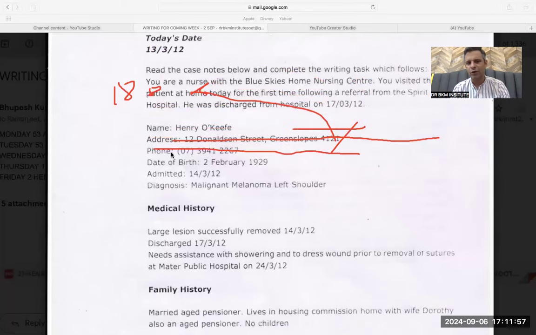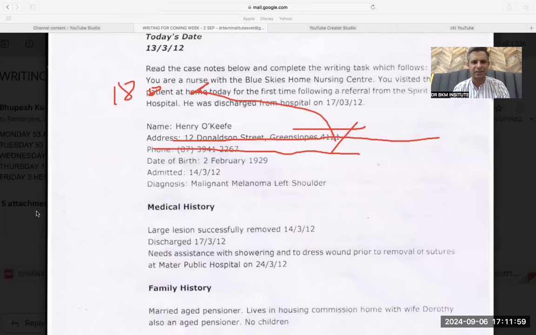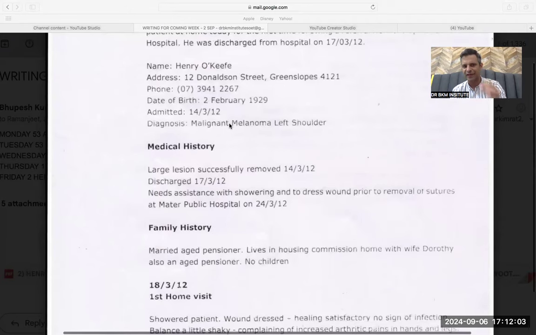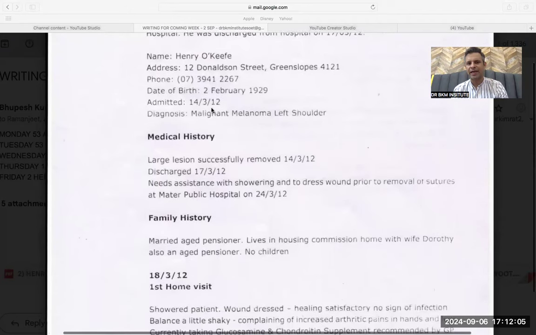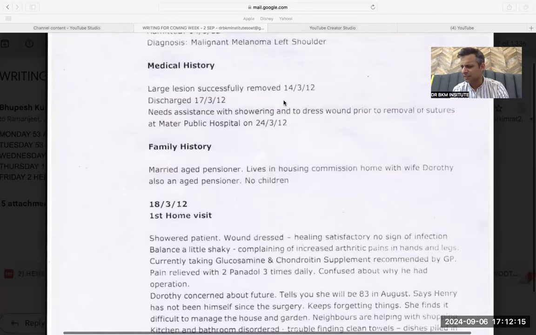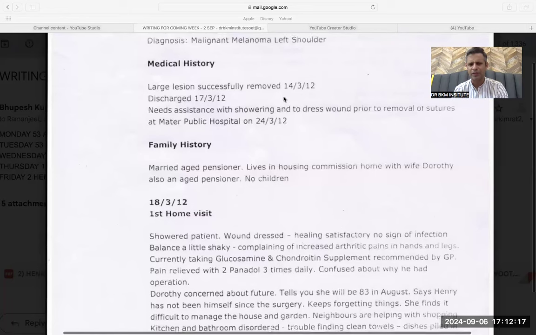Okay. Henry O'Keefe is the patient, name of the patient. His date of birth is 1929, and admitted on 12. 12 means 1929 means 71 plus 12, 83 years old. Had a malignant melanoma on the left shoulder. Large lesion successfully removed. So the lesion has been removed.